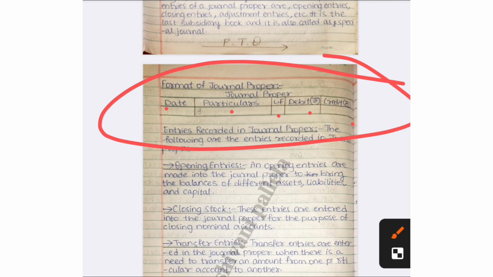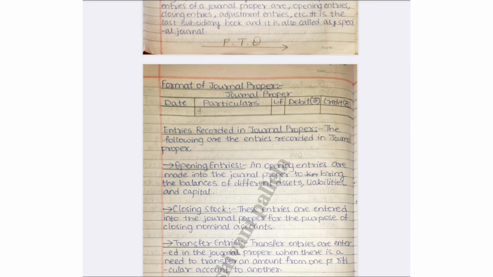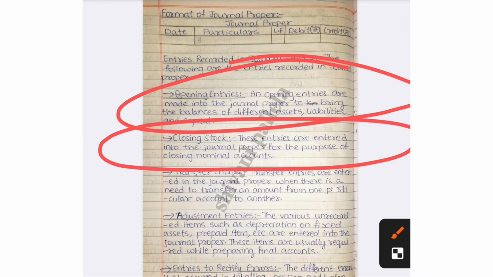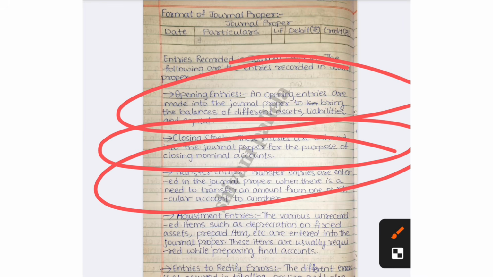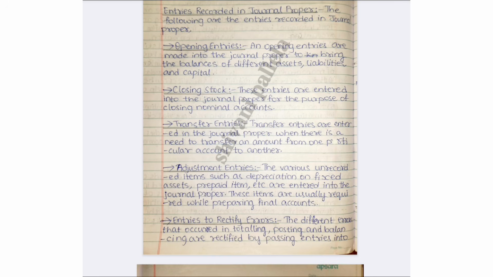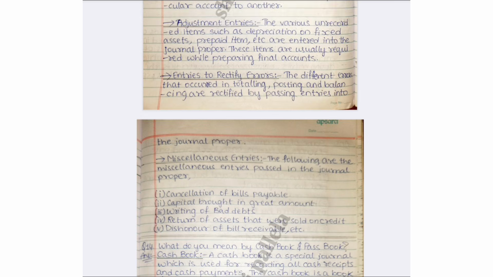Clear? Journal entries. We know journal entries. How will we record the journal entries? Whatever the opening balance you are having, whatever the closing stock, whatever the adjustment entries, whatever the transfer entries you are having, according to that we will enter the general proper. Yes, like this you need to write it from the examination point of view.